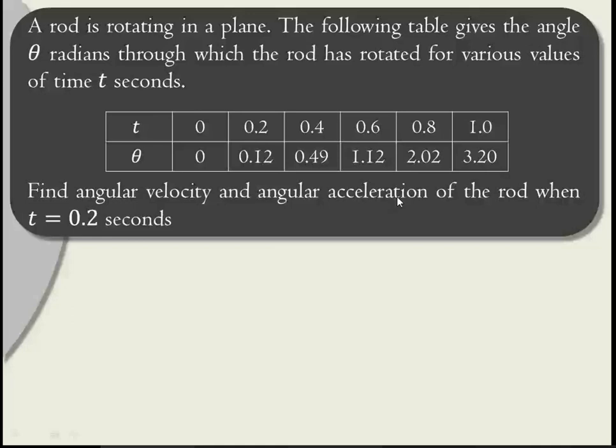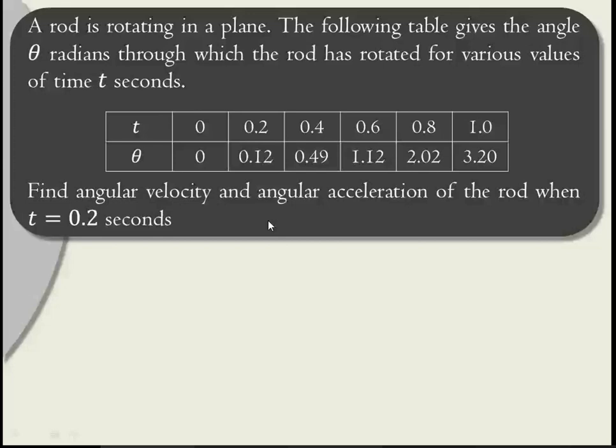Now we are given the time and the rotation angle, and making use of that, we want to find the angular velocity and angular acceleration. Angular velocity is the rate of change of angle with respect to time, and the rate of change of any variable is the derivative. So angular velocity is d theta by dt, and acceleration is the rate of change of velocity with respect to time, or the double derivative of theta with respect to t.